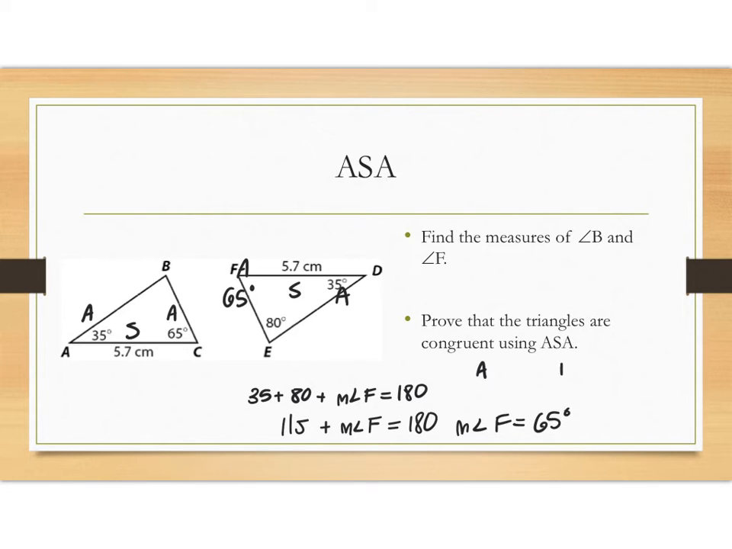Angle A is congruent to angle D. Angle B will be congruent to angle E. And angle C is congruent to angle F. So I would write that triangle ABC is congruent to triangle DEF. And that's by angle, side, angle, triangle congruence.